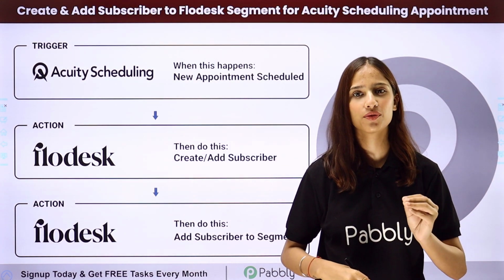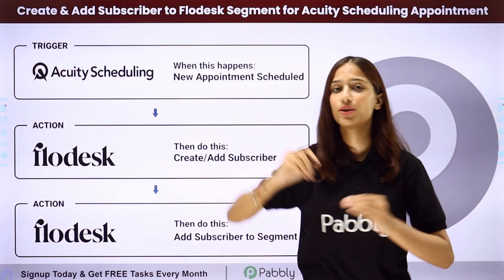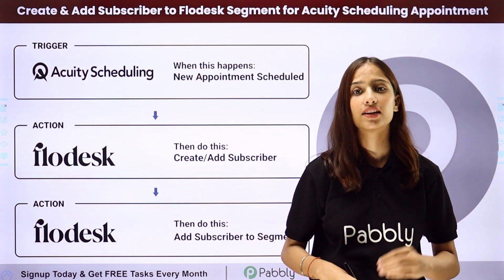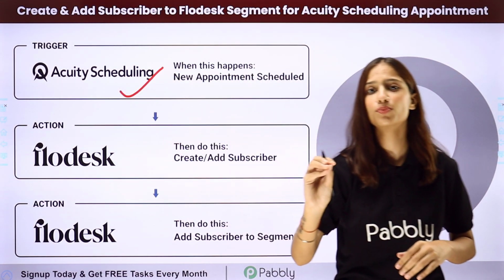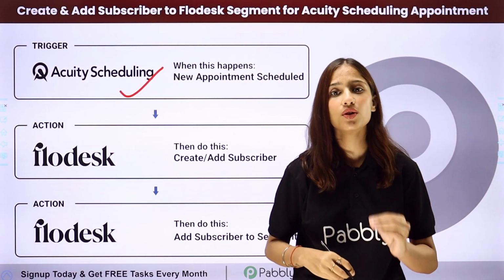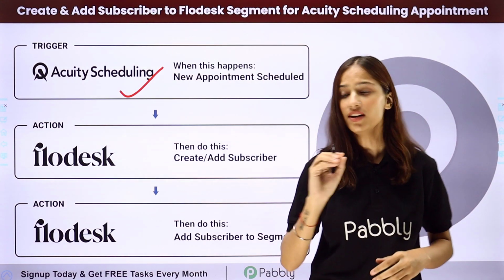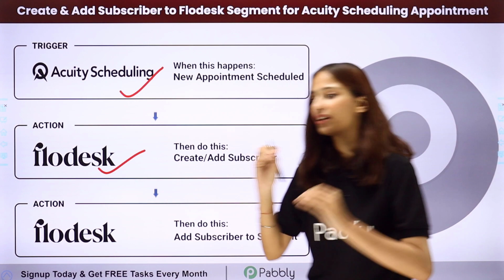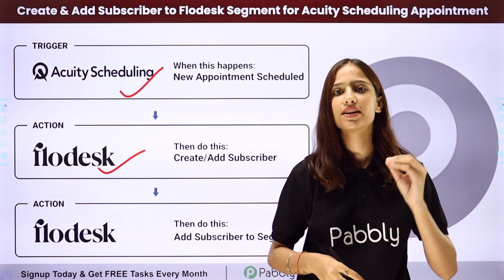So in today's video we will learn how you can create and add subscriber to Flodesk segment for acuity scheduling appointment. Now suppose that you use acuity scheduling for your clients to book an appointment. Once the new appointment is generated, you want to create and add that subscriber in Flodesk. After creating and adding that subscriber in Flodesk, you want to mention them in a segment.